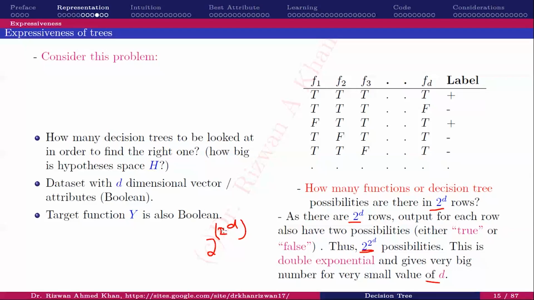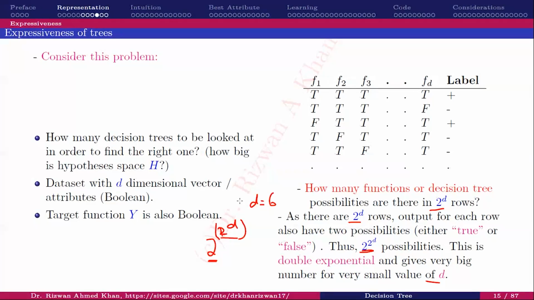So we have 2 to the d rows, and if we consider their output label y, because the decision tree has to classify based on the label, and the label again has two possibilities, either 0 or 1, or true or false. So this becomes 2 to the 2 to the d. If d is equal to 6, it will give you something in billions. For only 6 dimensions. Usually we have data sets of 100 dimensions, 200 dimensions, maybe 1000 dimensions.